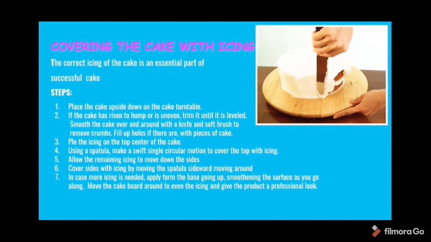Then pile the icing, butter or boiled frosting, on the top of the center of the cake. Using a spatula, make a swift single circular motion to cover the top of the icing. Then allow the remaining icing to move down the sides.